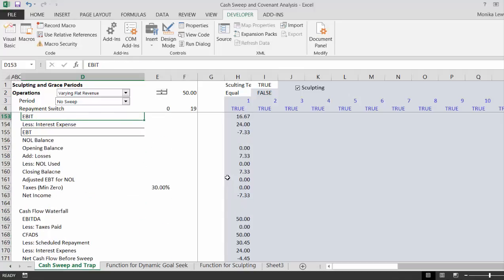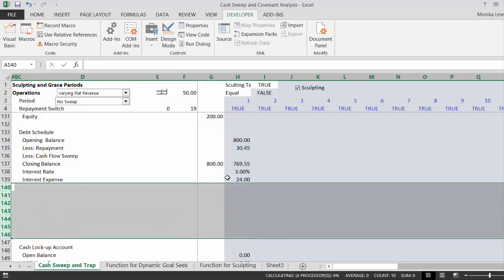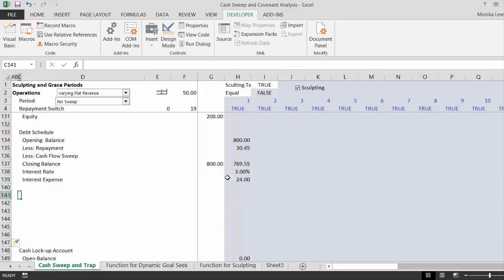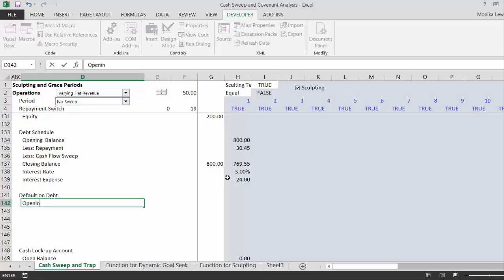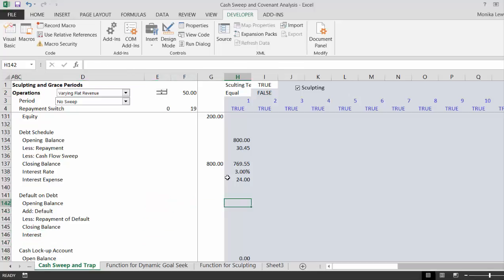It's almost like this kind of thing we did, where we did a debt schedule. In the old days, I used to try to incorporate this default inside the debt schedule, and I always had big problems. So I put a default on debt just below here, and just like we put before, we put an opening balance, we add the default, and we put the repayments of default, and then we put a closing balance, and finally interest. Now, there would be a default rate of interest. So in theory, we should put this default rate of interest in. It's a little bit tricky because the default rate of interest applies to both debt issues.